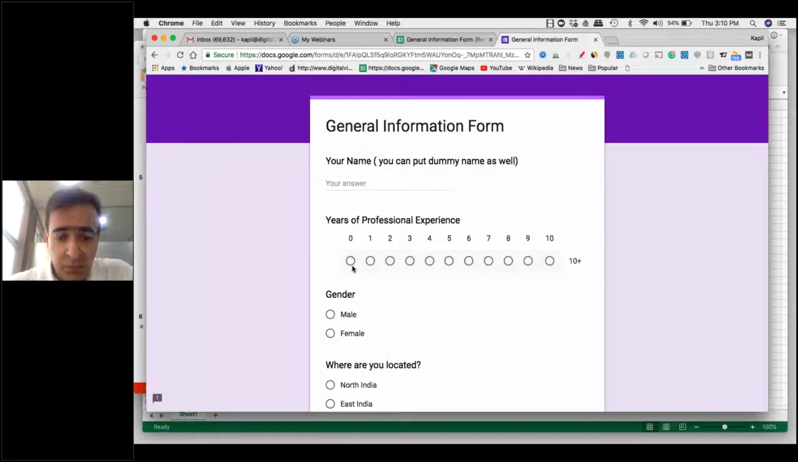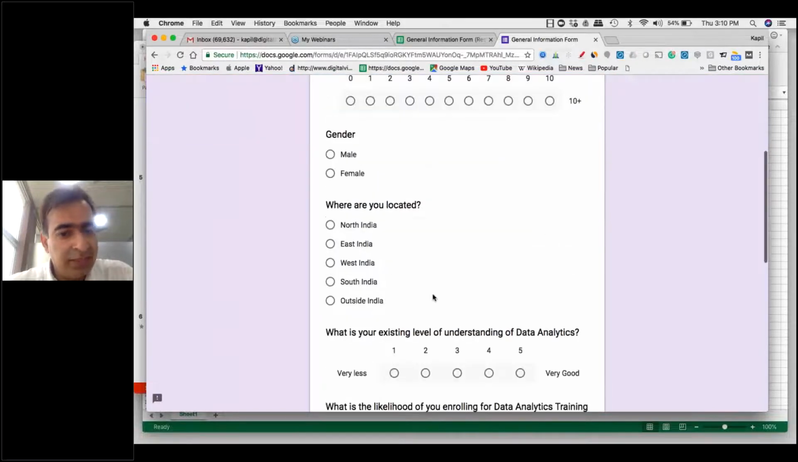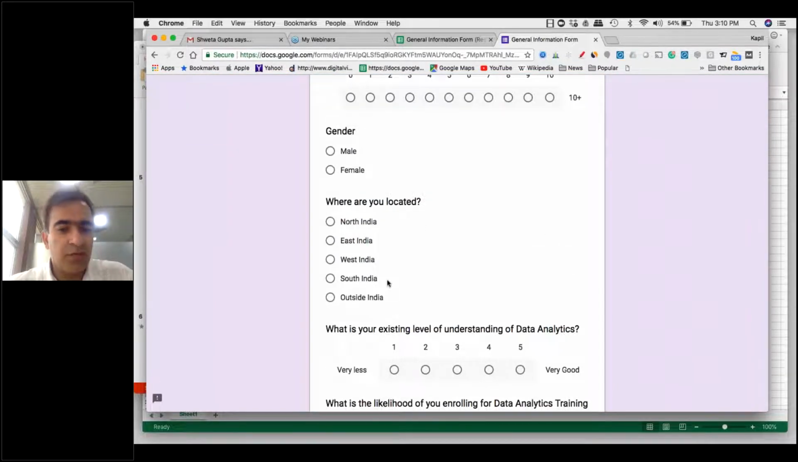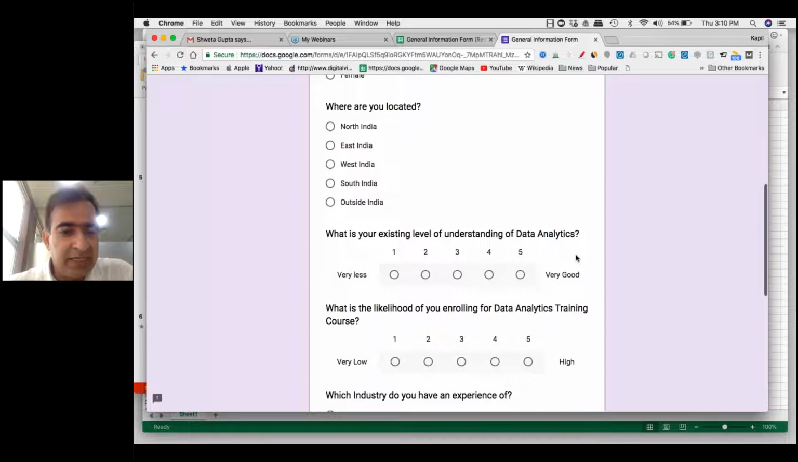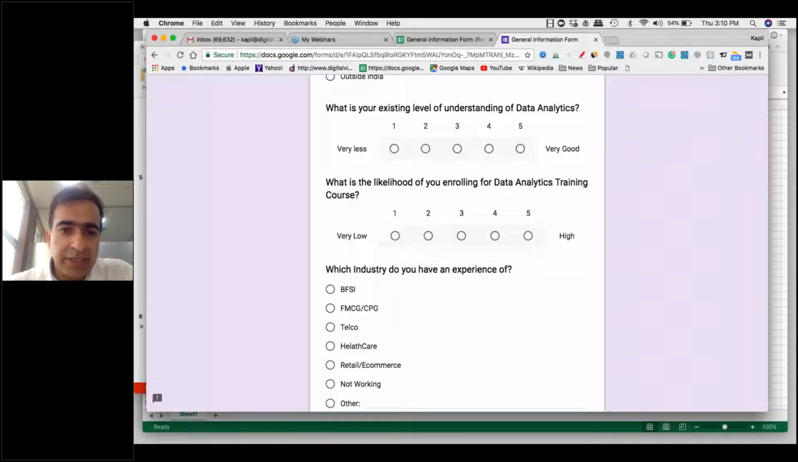And if you have 1 year experience, put 1. If you're more than 10 years of experience, you can mention 10 over here. Then your gender, then where are you really located? In the North India, East India, West India, South India, or from outside India? What is your existing level of understanding of data analytics? Based on your personal assessment, you should do the self-grading. Then what is your likely data analytics training program? Which industry you belong to? Are you a programmer or not? Right? So that's all the data that I need.